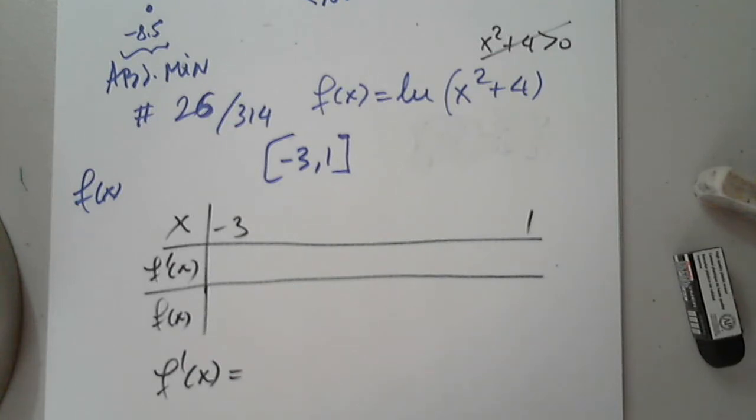How do we differentiate natural log? Isn't it 1 over x? Yes, but this is of a function. So wouldn't it be 1 over x times x squared plus 4? But why 1 over x? If the function has x squared plus 4, why would I write 1 over x? You understand my point? Okay, so let's try one more time.